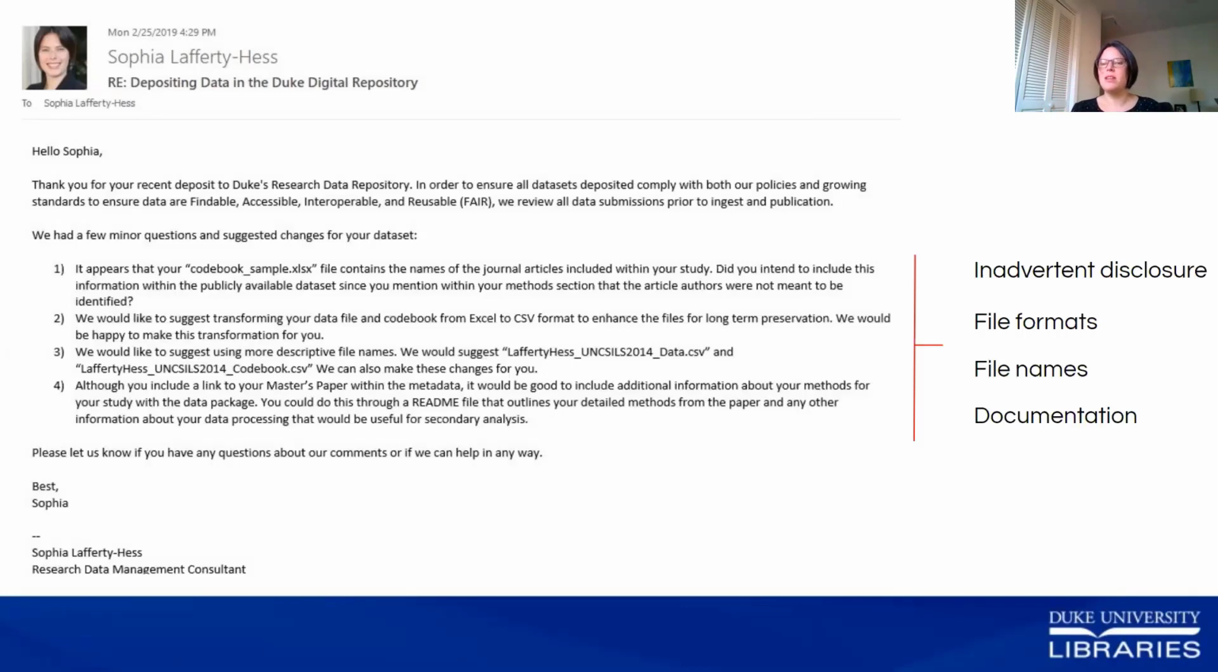I found some inadvertent disclosure. I noted that my file format, an Excel file, I would recommend changing to CSV. As we saw, my file names, data and codebook, are really not very descriptive, so you wanted something a bit more robust than that. And then my documentation was pretty light. So these are things that, as a researcher, I could then go and address, making some changes to my data set to help make it a bit more FAIR.